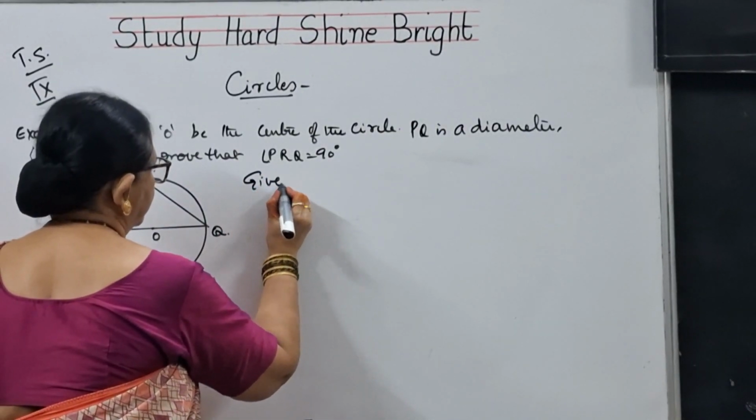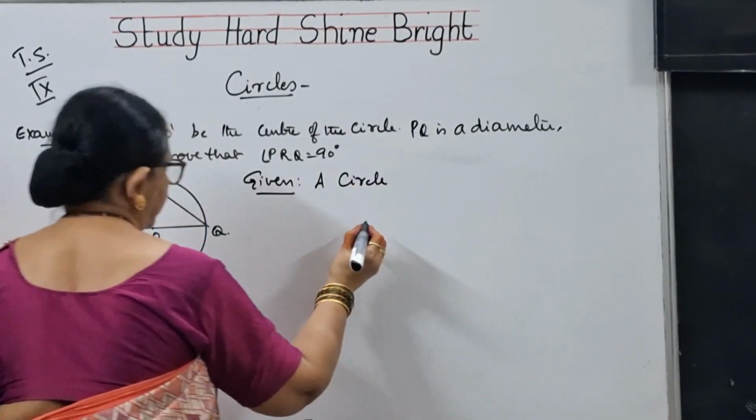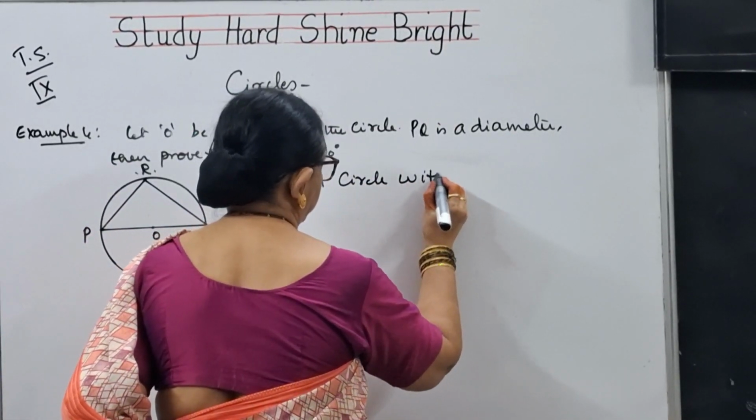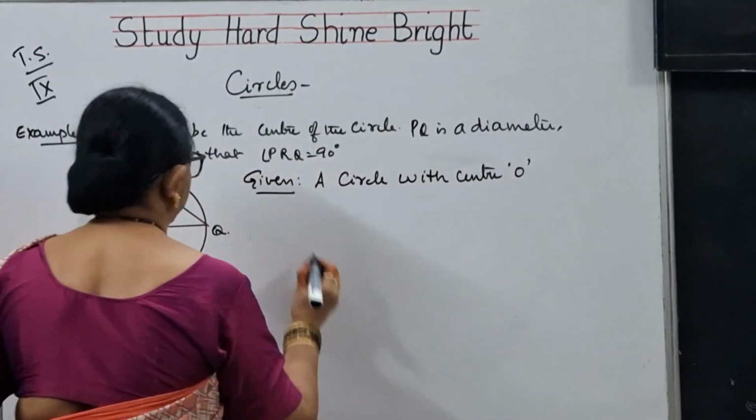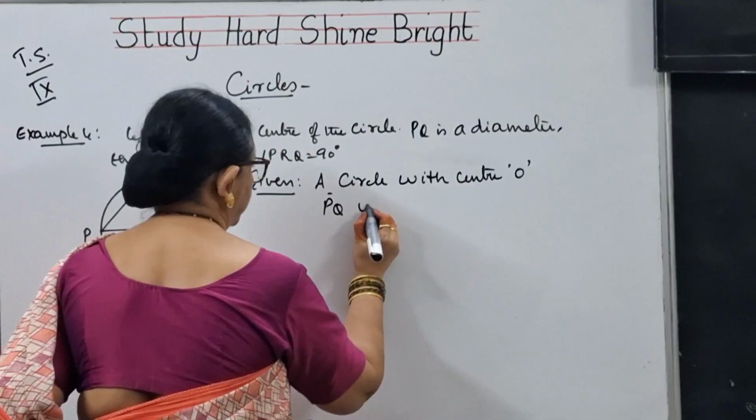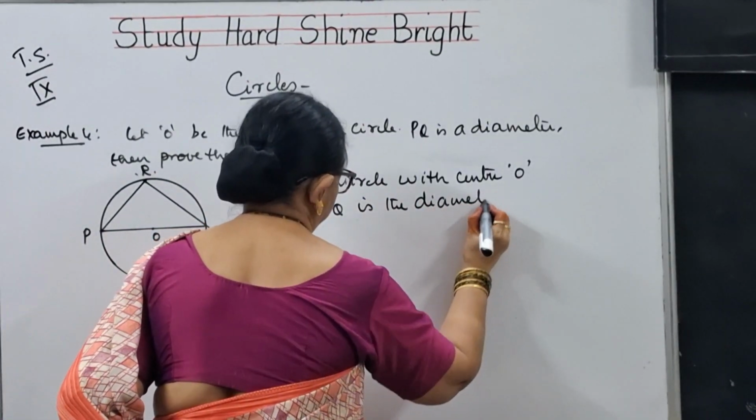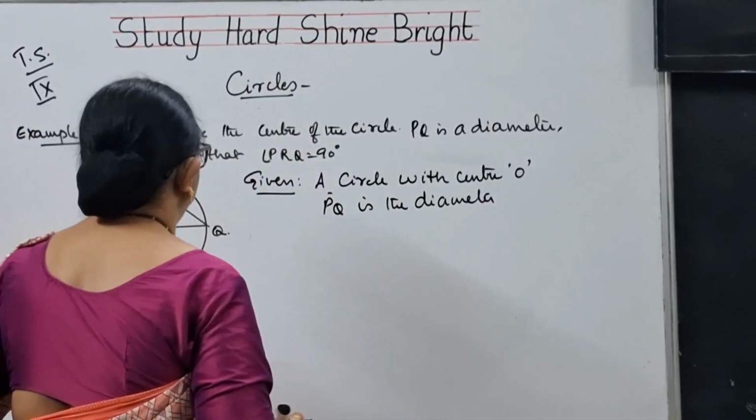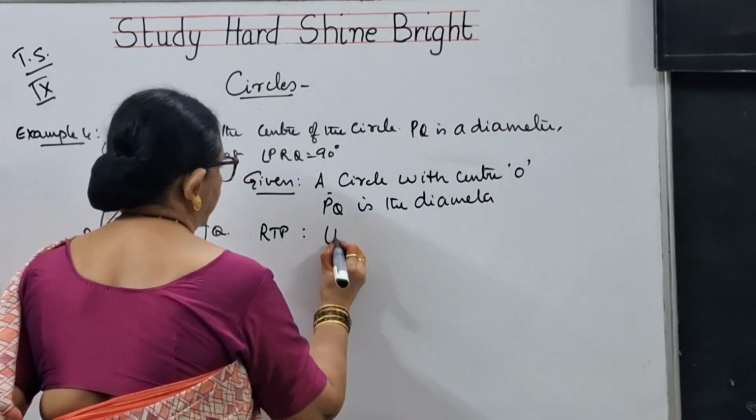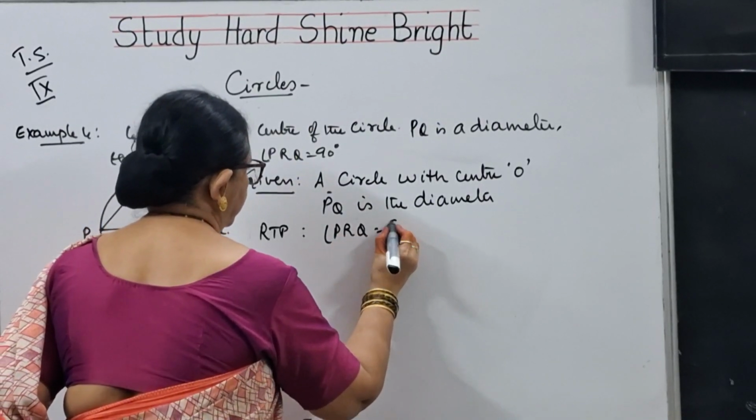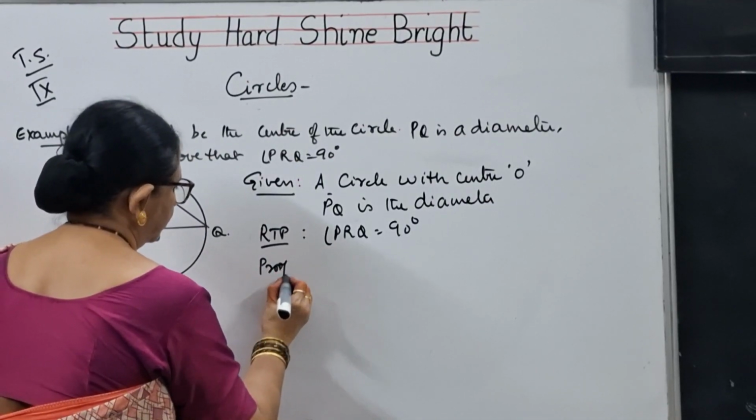So what is given to us? We have got a circle with center O, and PQ is the diameter. Now what is RTP? We need to prove that angle PRQ is equal to 90 degrees. Now let us go for the proof.